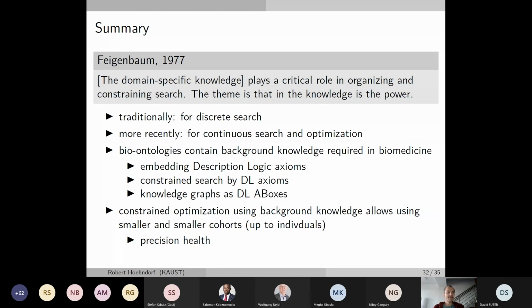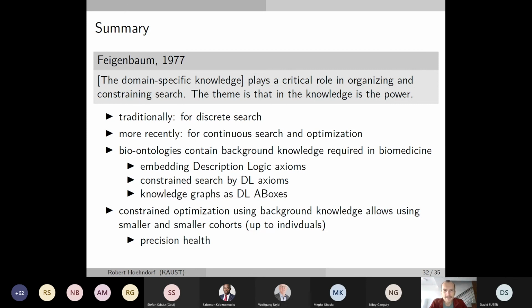So in the end, I really like this statement by Feigenbaum, and it's from one of the very first IJCAI conferences. In Feigenbaum's paper, he stated that domain-specific knowledge plays a critical role in organizing and constraining search. The theme is that in knowledge is the power. This was intended by Feigenbaum for traditional search problems, so for discrete search, and his paper gave rise to the search of expert systems.